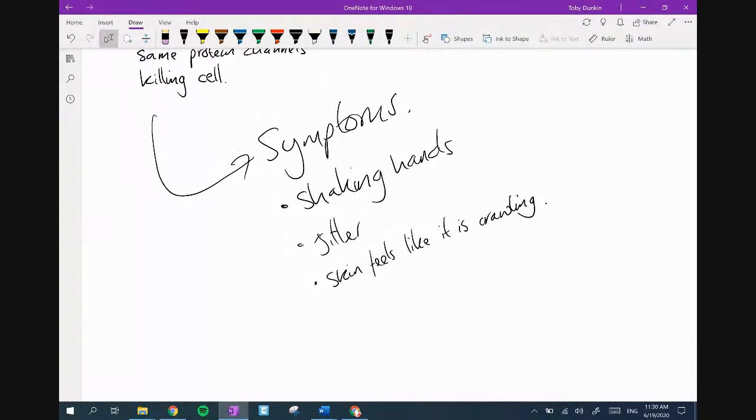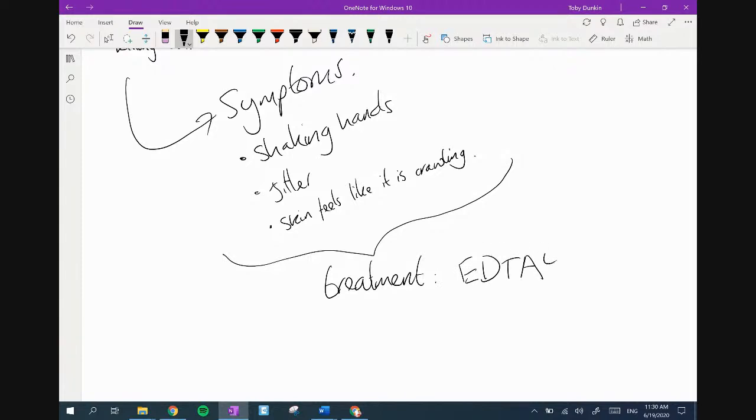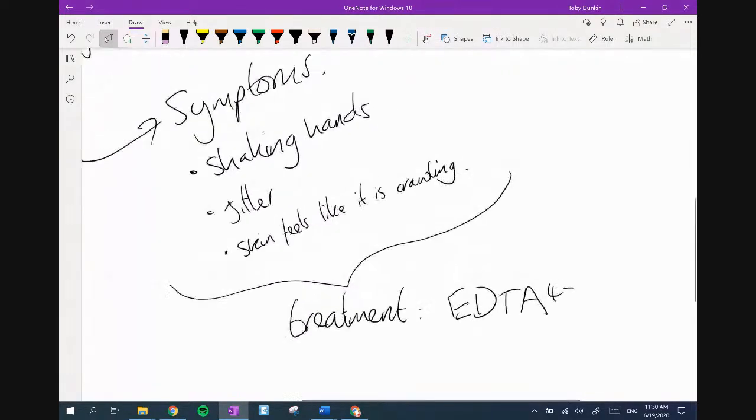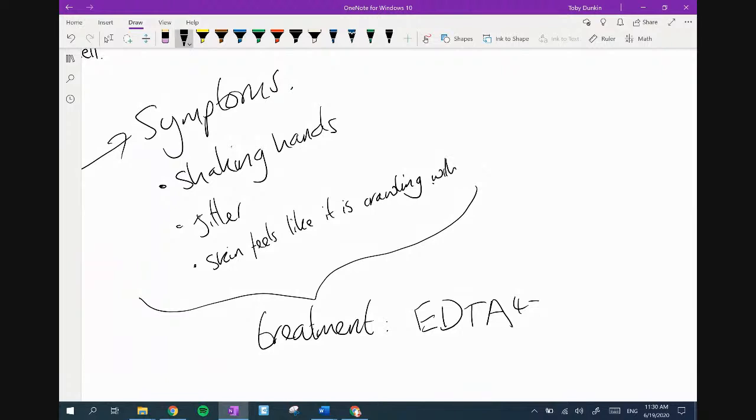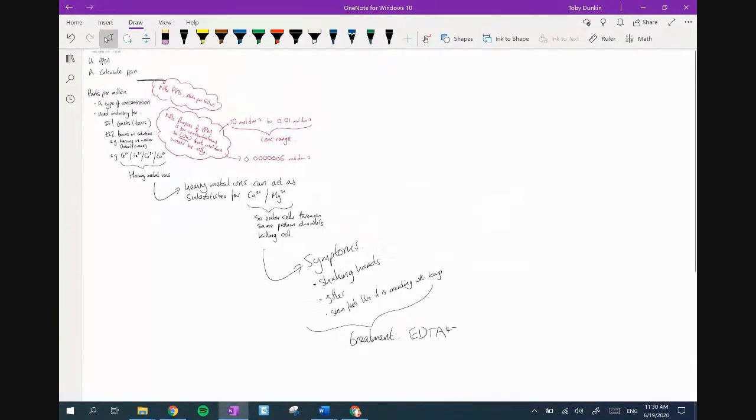You can actually get treatment for heavy metal poisoning with a compound called EDTA. You learn about that in year 13 chemistry in transition metal chemistry, EDTA 4-. Sir, skin doesn't crawl. No, but it feels like you've got bugs on you. It feels like it's crawling with bugs. It's not a nice experience, so it's something to be aware of.